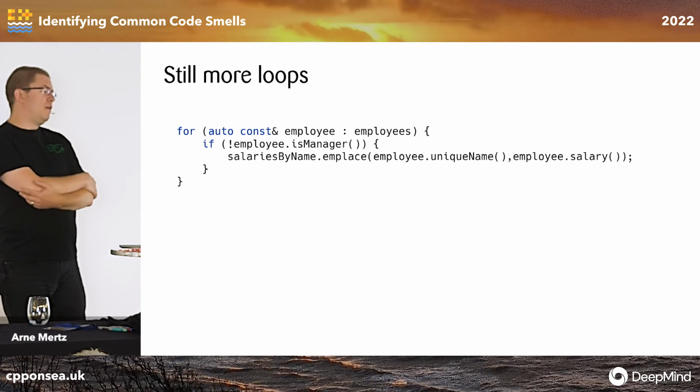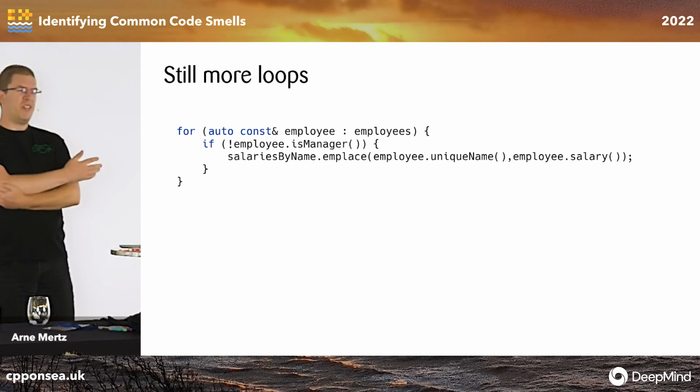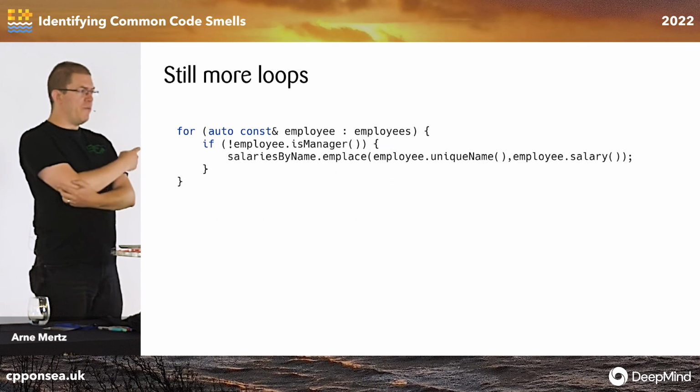It goes on. We want the salaries by name, but not for managers, because, well, managers, they don't really want their salaries out there, right? What's the name for the algorithm here?